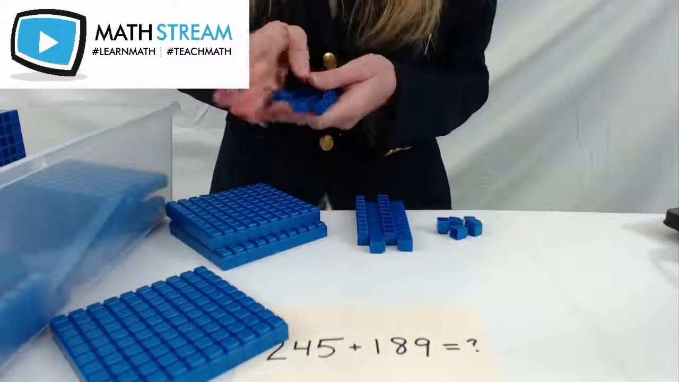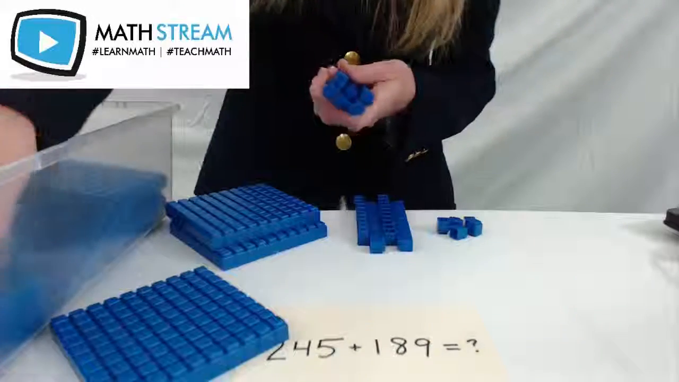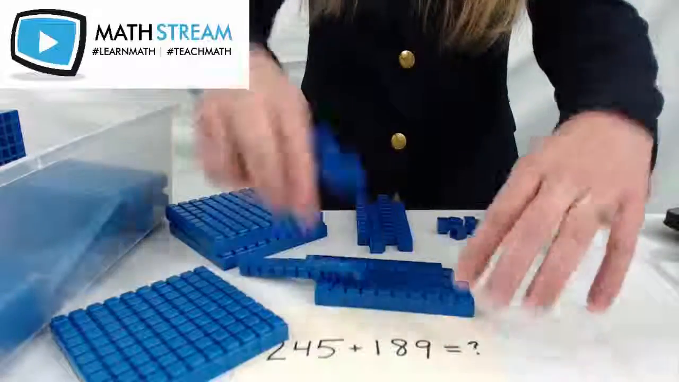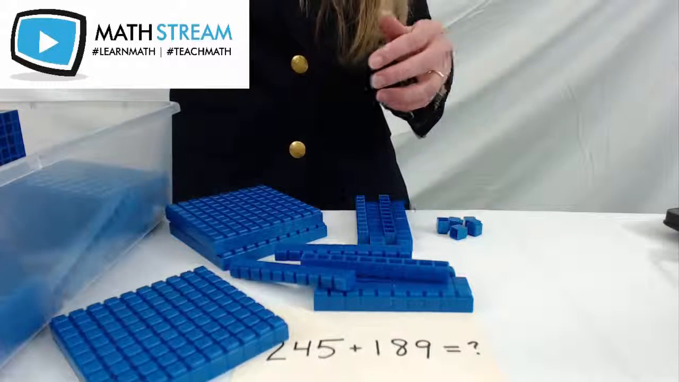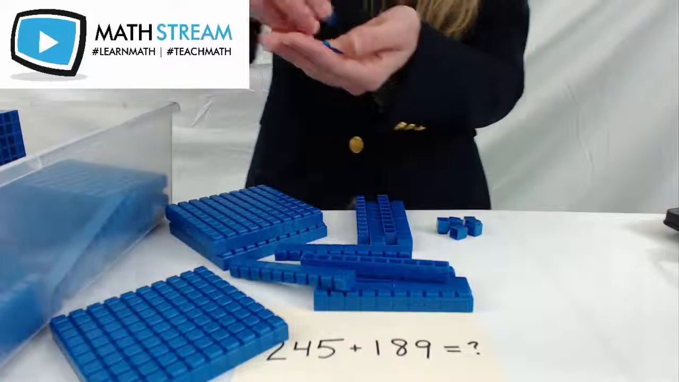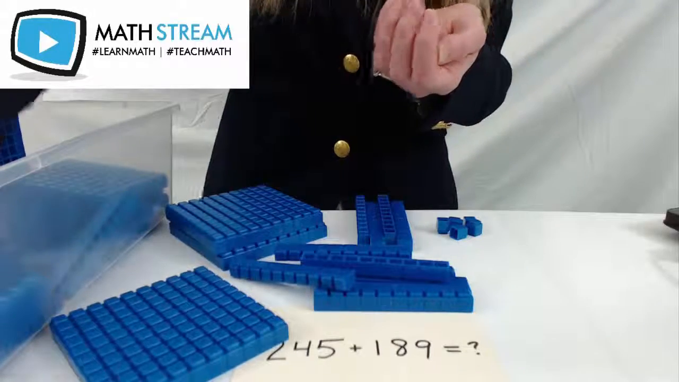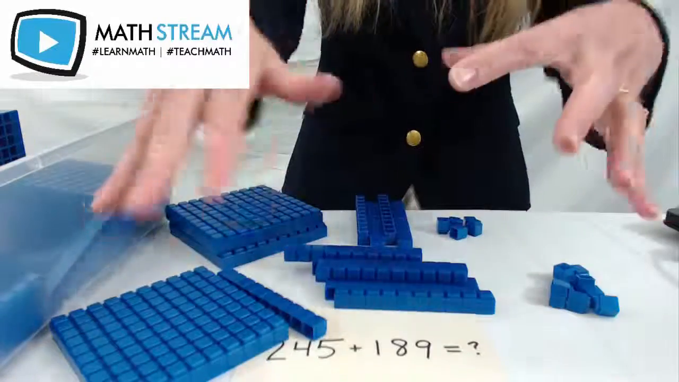so that's 8 tens. 1, 2, 3, 4, 5, 6, 7, 8. So here's our 80. It's starting to look like a lumber yard around here. And then 9 ones. 1, 2, 3, 4, 5, 6, 7, 8, 9. So we want to combine these together.